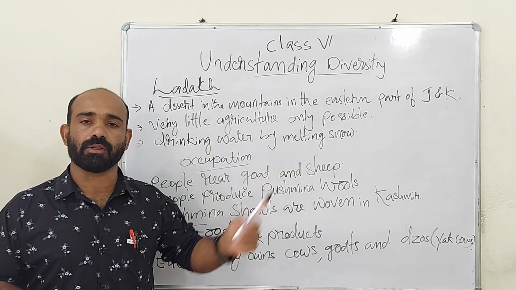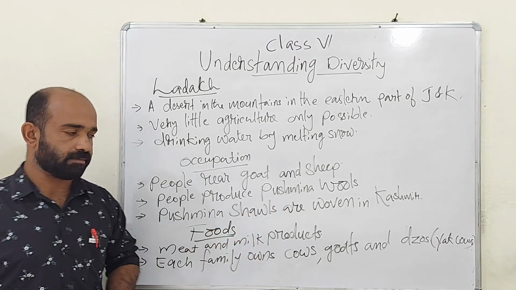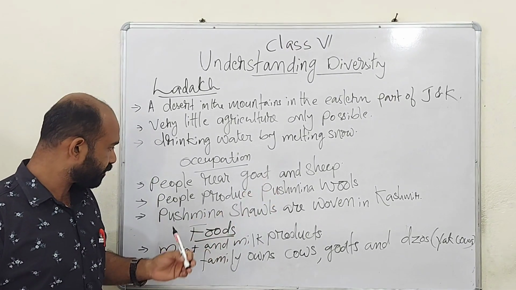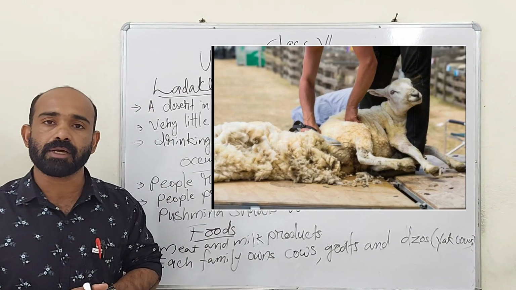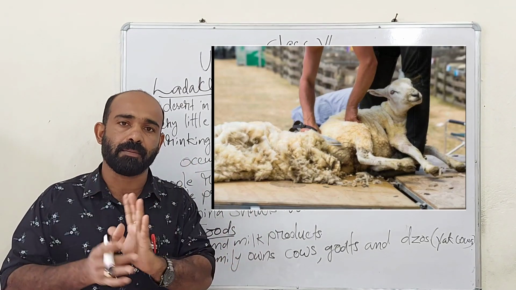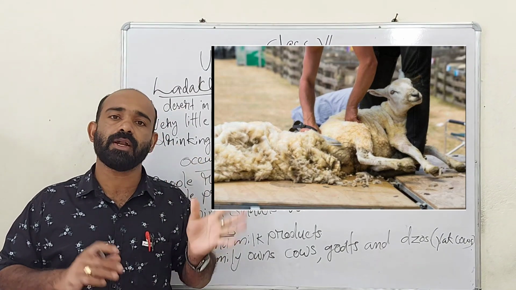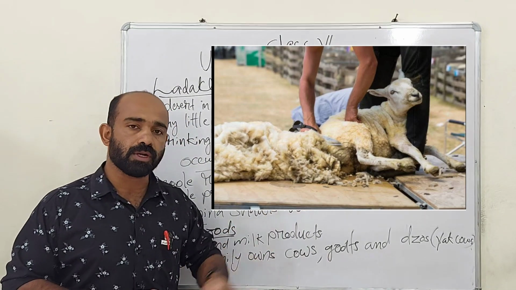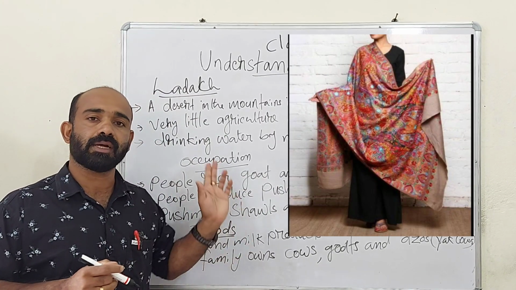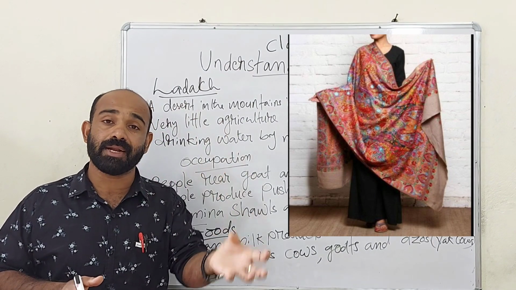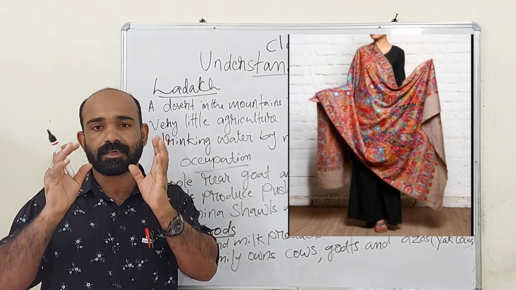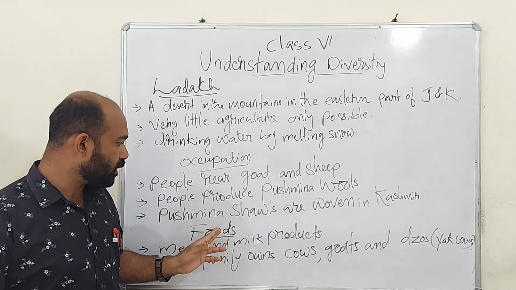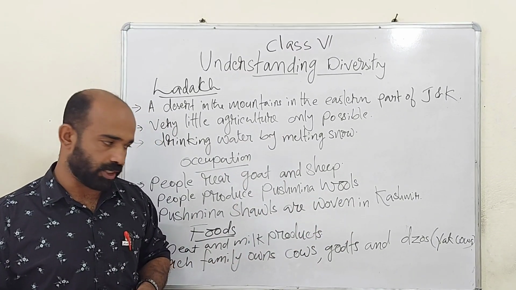And now let's see the occupation of the people in Ladakh. In the Ladakh region, people mainly rear goat and sheep. And people produce very famous wool from their goats. That wool is called Pashmina wool. This is world famous wool because of its fine quality. And from the Pashmina wool, they produce Pashmina shawls. These are very beautifully designed shawls, and that's why this type of shawl has demand all over the world. And these Pashmina shawls are made in the Kashmir region.